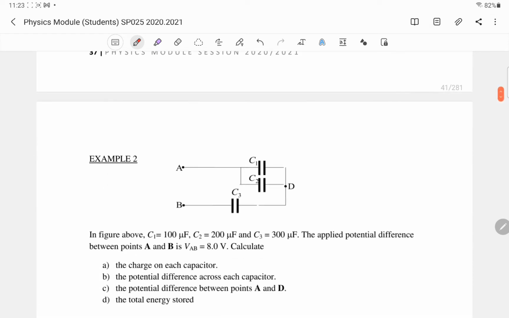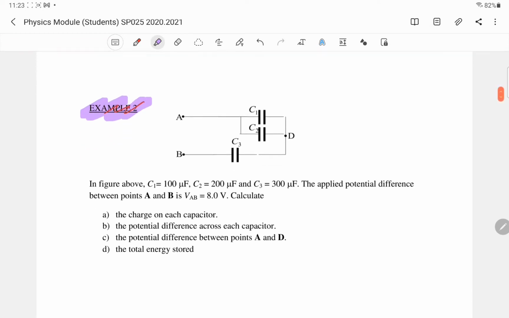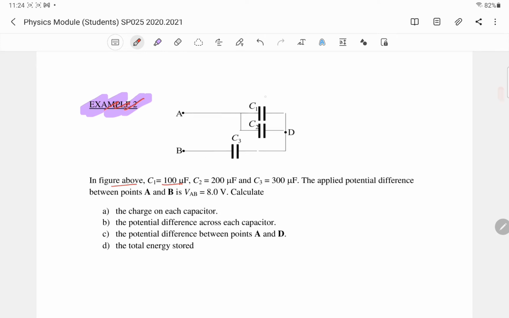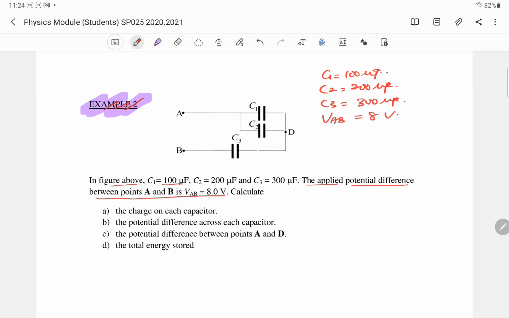Okay, we go to example number 2. Okay, cakap apa? Cakap the figure in figure above, C1 is 100 microfarad, C2 is 200 microfarad, C3 is 300 microfarad. The applied potential difference between A and B, VAB equal to 8 volt. Calculate the charge on each capacitor.